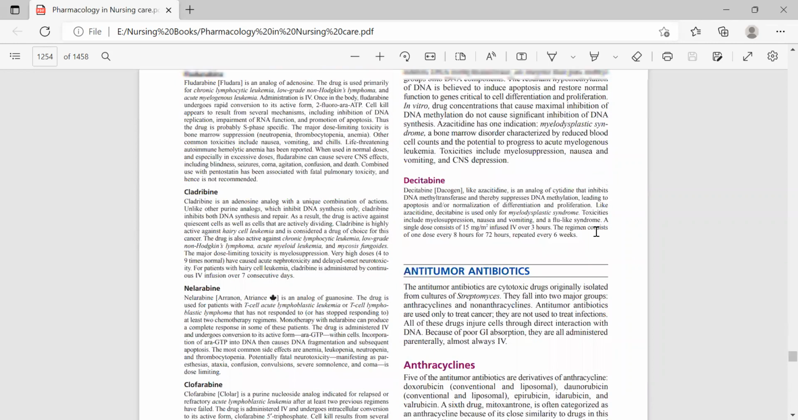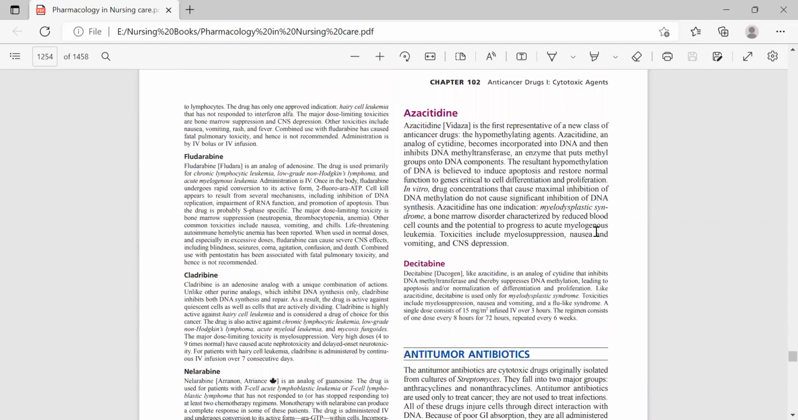Azacitidine is the first representative of the new class of anti-cancer drug, hypomethylating agents. This is an analog of cytidine, incorporated into DNA, inhibiting DNA methyltransferase. The resultant hypomethylation of DNA is believed to induce apoptosis and restore normal function to genes critical to cell differentiation and proliferation. This inhibition of DNA methylation does not cause significant inhibition of DNA synthesis. Azacitidine has one indication, myelodysplastic syndrome, a bone marrow disorder characterized by reduced blood cell count and the potential to progress to acute myelogenous leukemia. Toxicity includes myelosuppression, nausea and vomiting, and CNS depression.